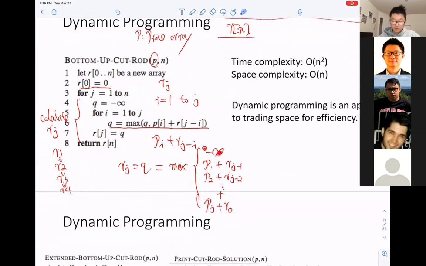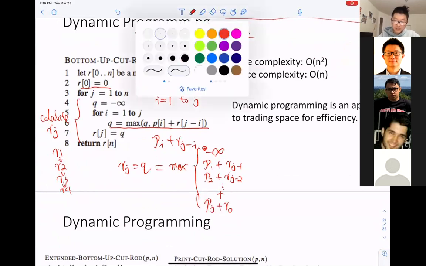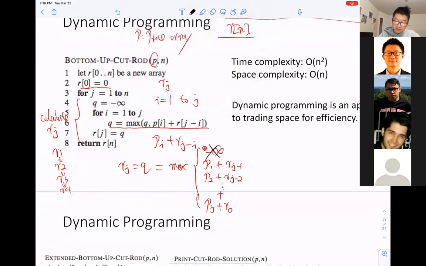Definitely, we can ignore this negative infinity because all of these values are going to be larger than negative infinity. Negative infinity is just an initial value that we assign. So basically, it will try all the possible places of the first cut from place 1 to place j, and say at which place we make the first cut. Are we going to be able to get the highest revenue? And then we assign it to Rj.